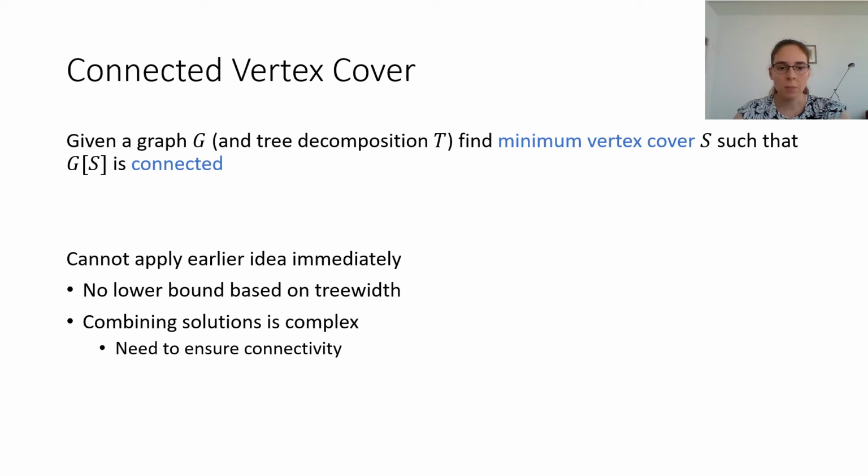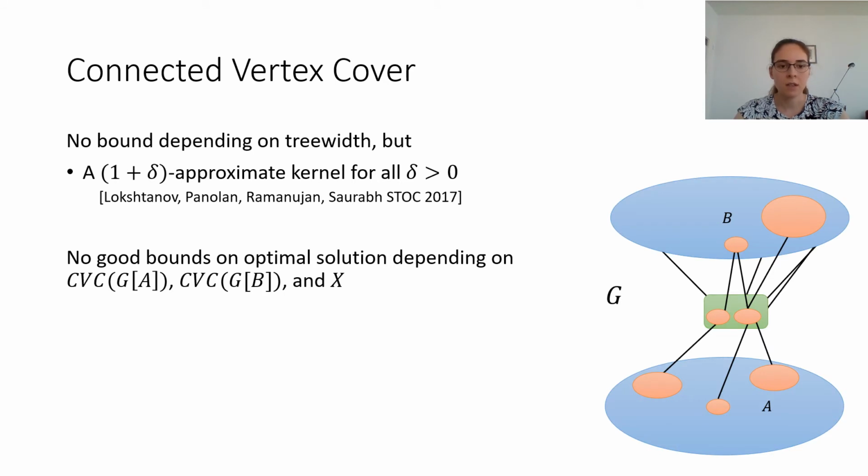Now we cannot apply the idea that we had for independent sets straight away. There is no sort of lower bound for connected vertex cover based on the treewidth, and also combining solutions in different parts of the graph is more complicated. Let's look into this a little more. On the one hand, there is no bound depending on the treewidth, but the problem does have a (1 plus delta)-approximate kernel of polynomial size for every delta that's a constant larger than 0.